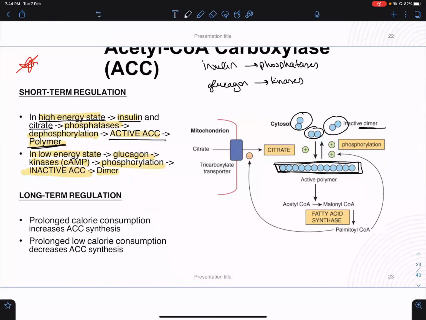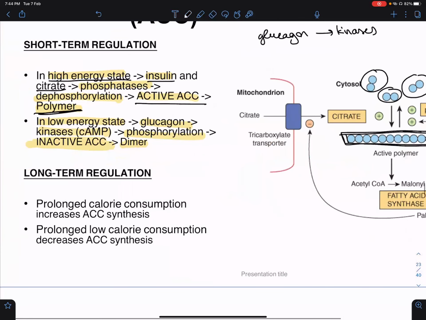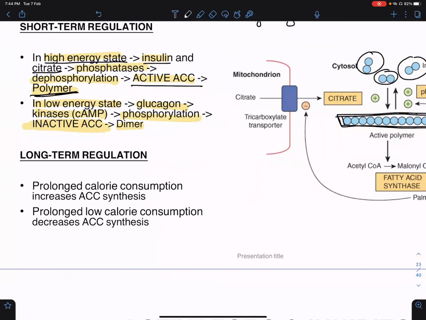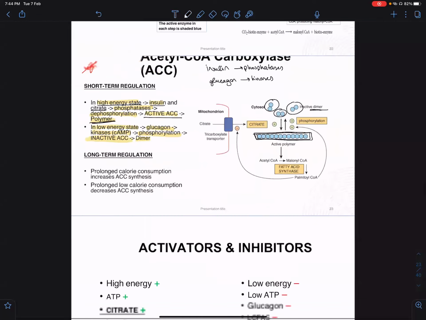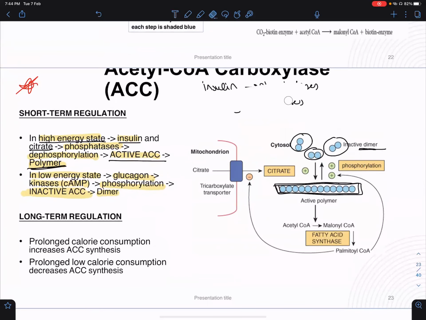Okay, so it's very important for you to understand this part, so I don't mind repeating as much as you want. First of all, let me go to an empty part. A rule of thumb to keep in mind is that when you have insulin, you always have the activation of phosphatases. And the opposite for glucagon. When you have glucagon, you always have activated kinases. So it's always the rule of thumb.